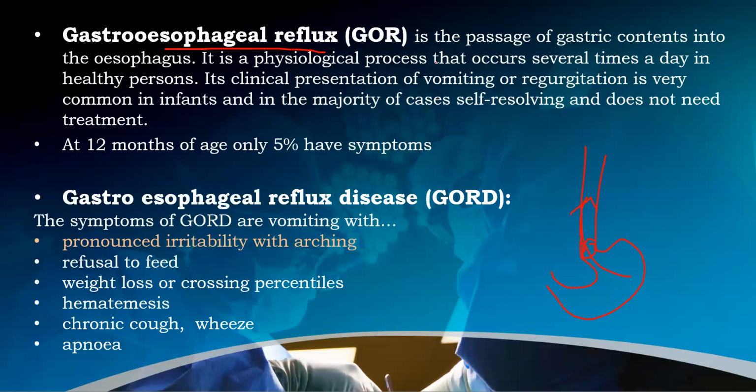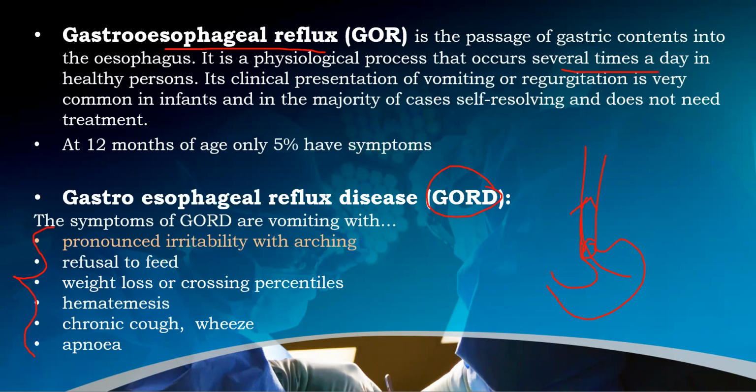So we discuss gastroesophageal reflux as passage of gastric content into the esophagus, which is a physiological process that occurs several times in a day in healthy children. And the majority of children get over it by 12 months of age. So after a year, this will be totally normal, nothing to worry about. But if children with gastroesophageal reflux develop any of these symptoms, then we call it gastroesophageal reflux disease.